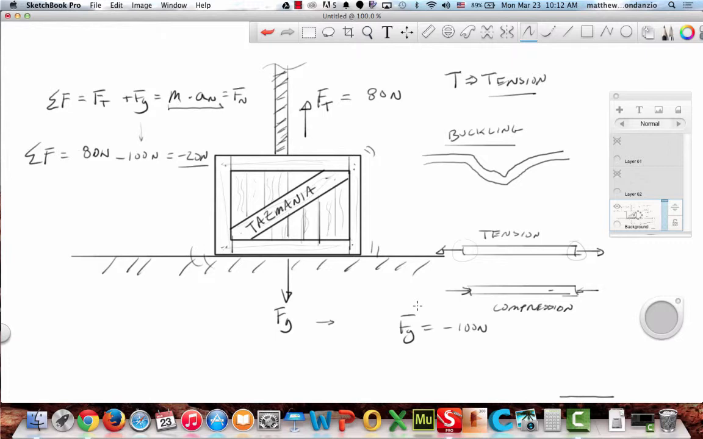Okay, this is important. There is an additional force called the normal force. It is the force the ground is pushing back perpendicularly to the object. So what I end up with is the sum of the forces equals my force of tension plus my force of gravity plus my force normal.